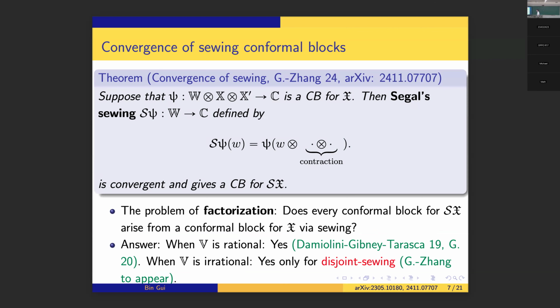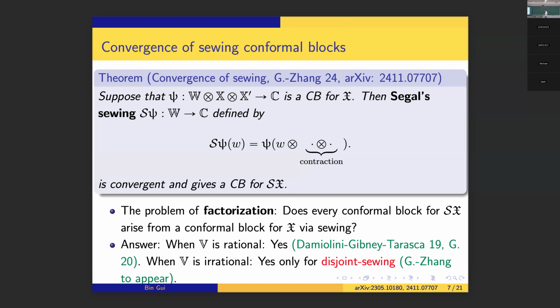Okay. So next one, this is a theorem in the paper that we have just put on arXiv this morning. It's a convergence theorem. It says that based on the setting in the previous page, suppose that psi is a conformal block associated to W tensor X prime. This is the Riemann surface before sewing. This X is the one before sewing. And we can define a Segal sewing, which is, well, you just take the contraction. The formula is very simple. And it's convergent. And it's not only convergent, but after you take the contraction, once you know that this is convergent, then it is a linear functional on W. And this is not just an arbitrary linear functional. We can also show that it is a conformal block associated to the Riemann surface after sewing. Okay, so this is one of the main results of our new paper.